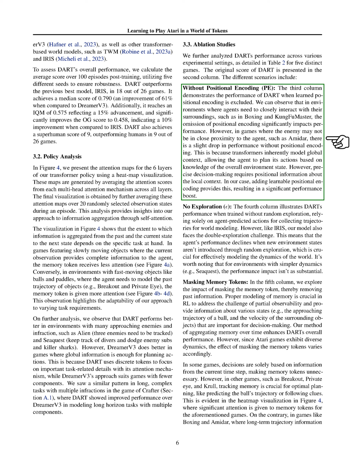However, in games like Amidar, where the enemy is not always nearby, the drop in performance without positional encoding was minimal. Transformers inherently consider the overall context but need positional information for precise decision-making. Adding learnable positional encoding boosted performance significantly.